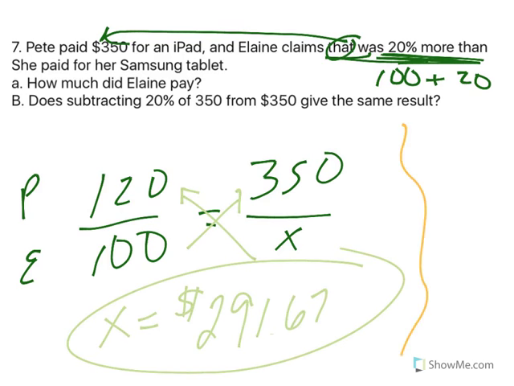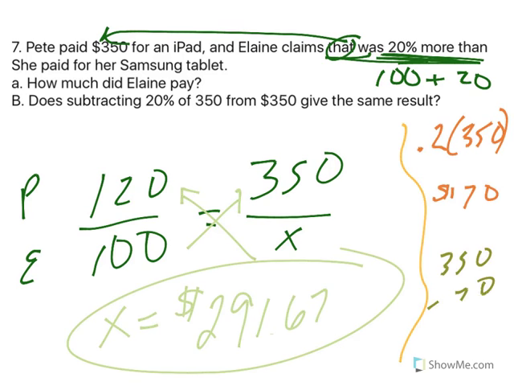Now, part B says, does subtracting 20% of 350 from 350 give the same result? Well, if you're working on this, 20% of 350, 20% is 0.2, of means multiply, that's $70. And if I then take 350 minus 70, I get 280. Are those the same? No.